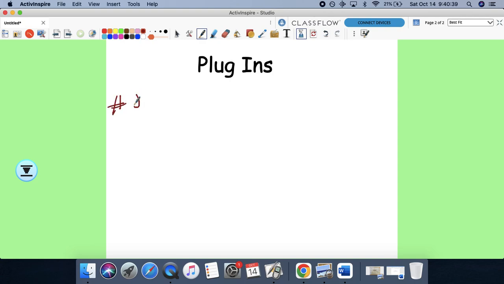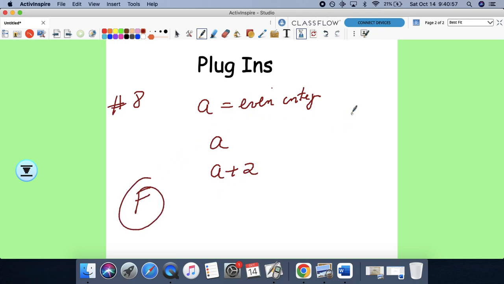Number 8, A is an even integer, okay? Which of the following represents the next even integer greater than A? Well, if that's an integer, the next one following that would be A plus 2, right? So this one is F. Right, so if A is 2, and you add 1, that would get you 3. But if you add 2 to the original 2, that gets you to the next even integer. So that's why the answer is F.